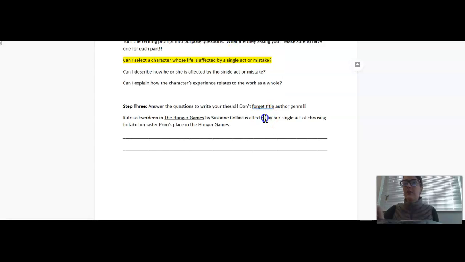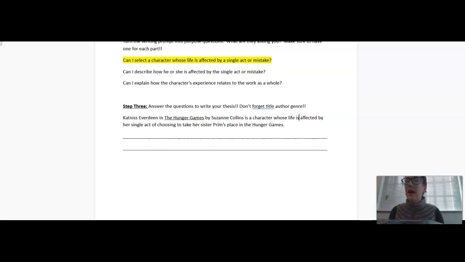I selected a character whose life is, I missed some words there. Katniss Everdeen in The Hunger Games by Suzanne Collins is a character whose life is affected by her single act of choosing to take her sister Prim's place in the Hunger Games.